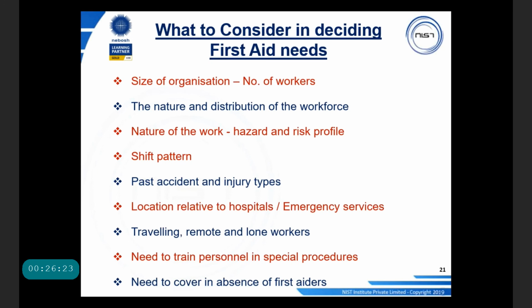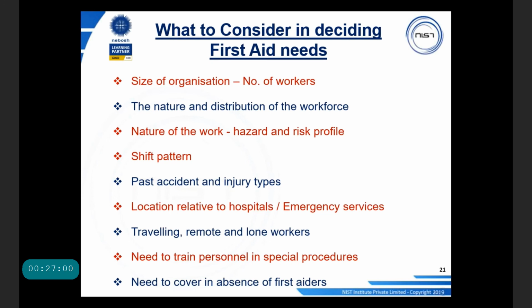The nature and distribution of workforce. What does this mean? Where there are more number of workers in a particular area, would you naturally want to have more first aiders? Right, in that particular department, there are more number of workers, so you'd want to have more first aiders in that area. Yeah, hazardous or non-hazardous would be the nature of work that is going on. Very true, Prashant. Nature of work, hazard and the risk profile.